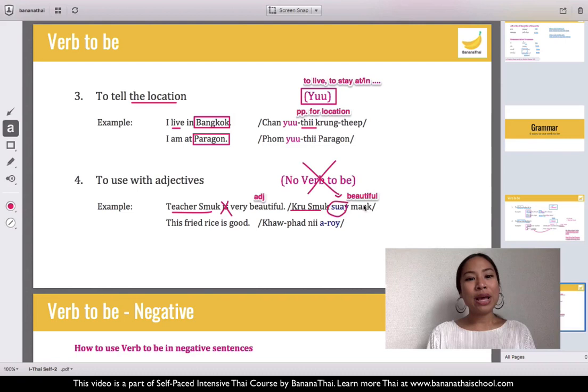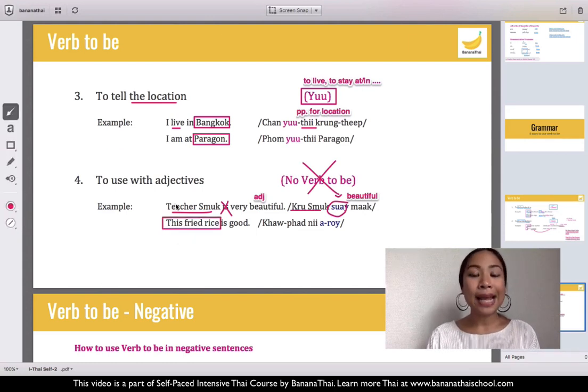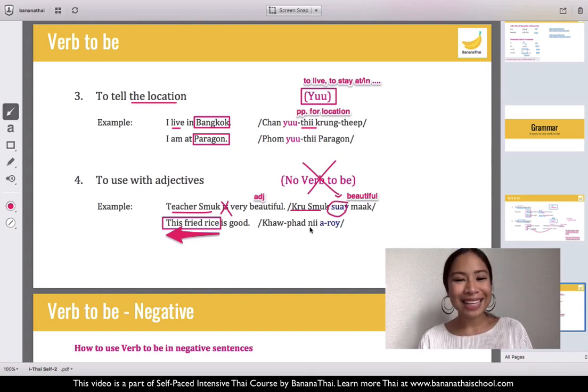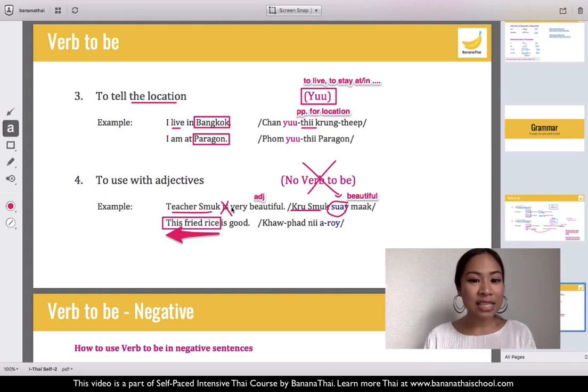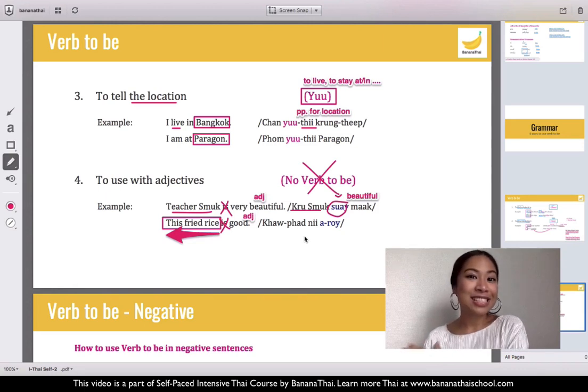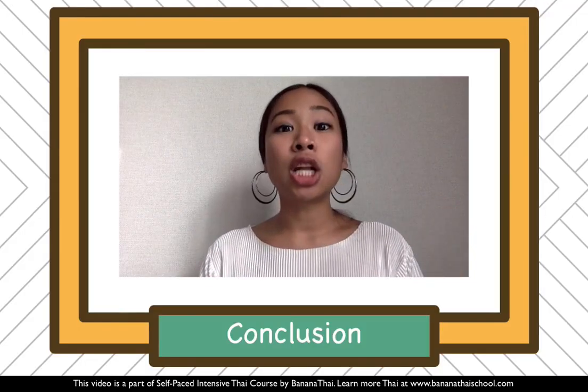And the next example, this fried rice is good. So this fried rice, look at this first. In Thai language, it should be translated from the back to the front: fried rice, this. So fried rice, this is ข้าวผัด นี่. Good is adjective. That's why you just cut the word good out. So you just say ข้าวผัดนี้อร่อย. Thai people say this fried rice is delicious because fried rice is food. Done. Easy.